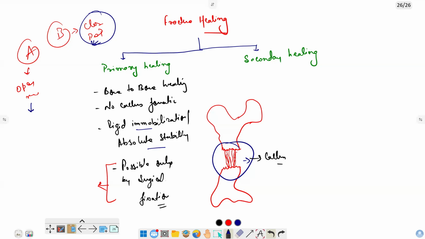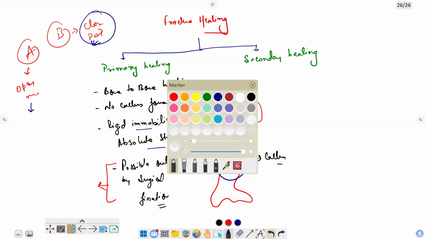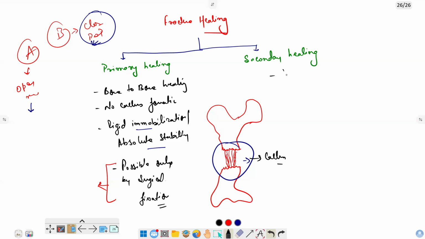In primary healing, there is bone-to-bone healing because of the highly stable fragments of the fracture. While in secondary healing, there is callus formation. We will have the callus formation, and then we will have bone-to-bone healing. Initially callus formation is achieved, then the hard structure of the bone replaces the callus of that particular area.